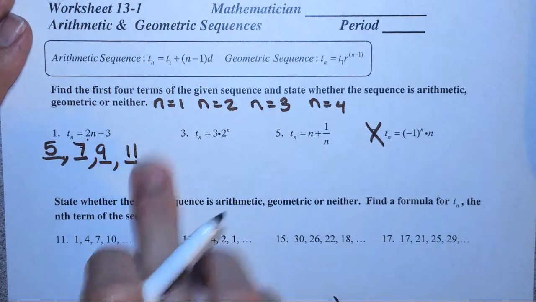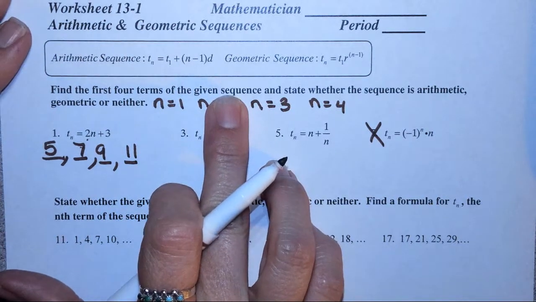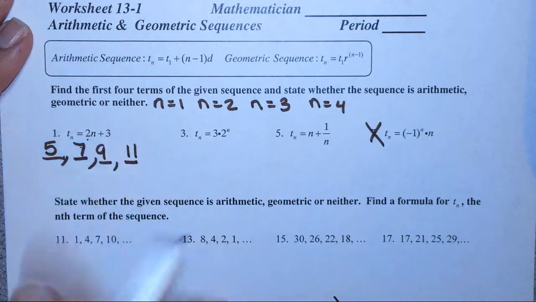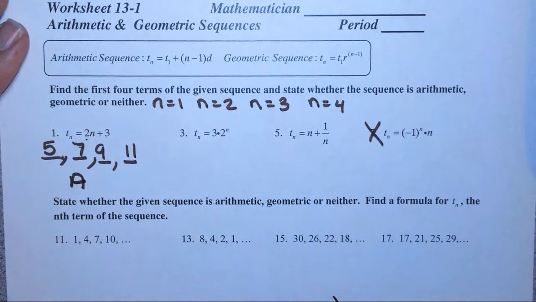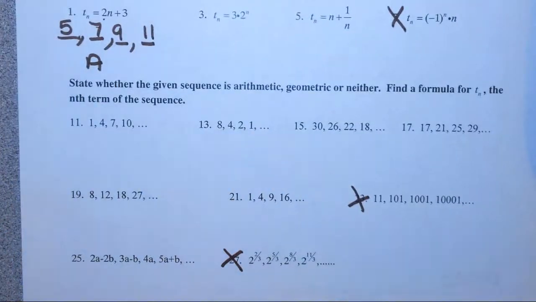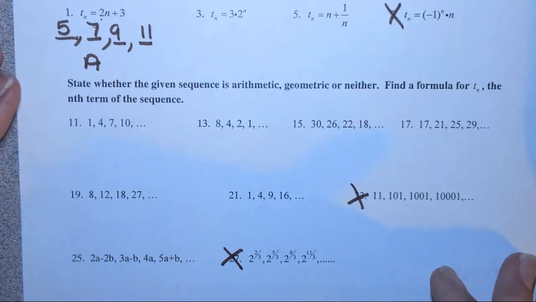After you find the first 4 terms, they ask you to write down if it's arithmetic, geometric, or neither. Because this one is adding, I can already tell it's arithmetic. On 11 through 25, you have to tell me if it's arithmetic, geometric, or neither, and then write the formula.